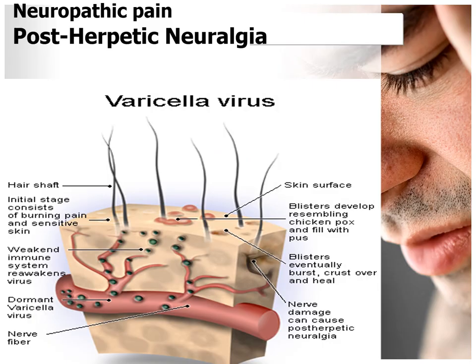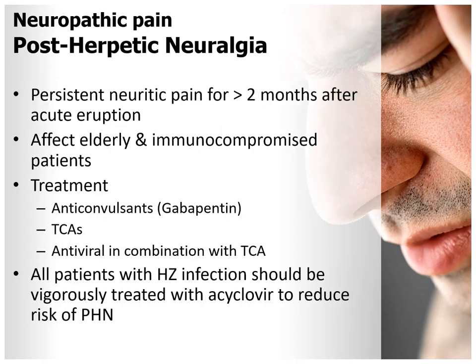Neuropathic pain, postherpetic neuralgia. Persistent neuritic pain for at least 2 months after acute eruption, affecting elderly and immunocompromised patients. Treatment: anticonvulsants, gabapentin, TCAs, antiviral in combination with TCA. All patients with HZ infection should be vigorously treated with acyclovir to reduce risk of PHN.